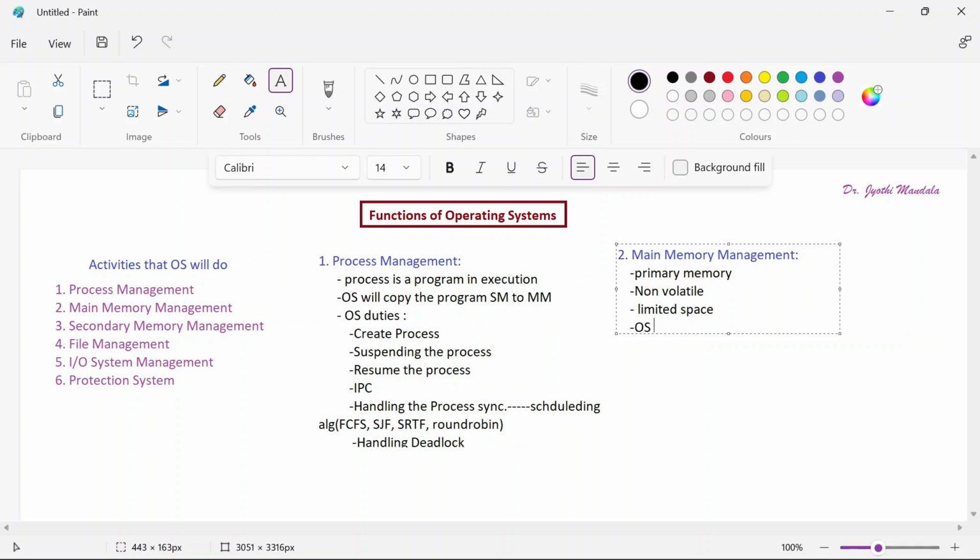So the OS uses several allocation algorithms, which we are going to learn in detail in future. I'll highlight all those algorithms. The use of these allocation techniques is to resolve the conflict of which program should be copied from the secondary memory to the main memory. So we have algorithms, and you can see we have a type called continuous memory allocation.